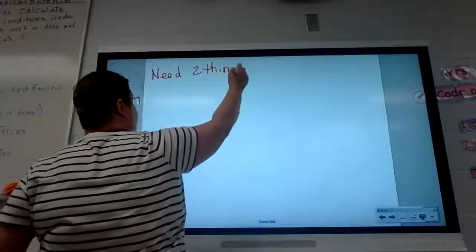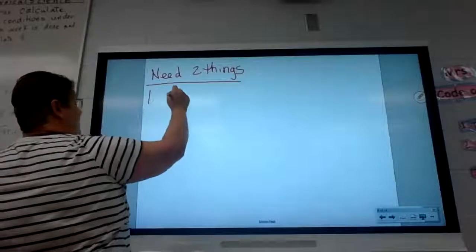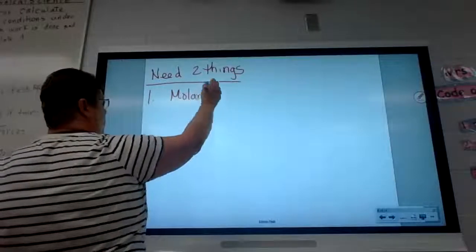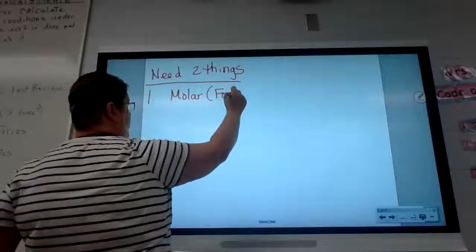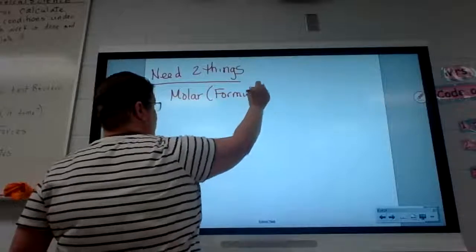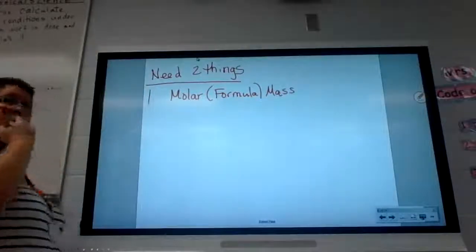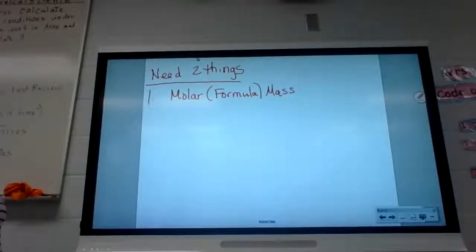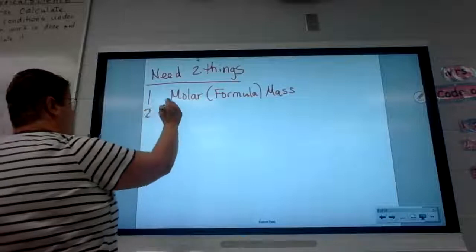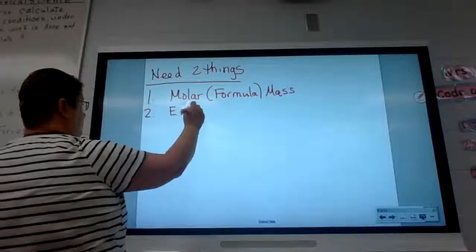Number one, we have to have a molar, or I'll put in parentheses, a formula mass. Because remember, this has multiple names. We can call it formula mass, molecular mass, molar mass, we can call it anything, but you got to have a mass. And number two, you got to have the empirical formula.